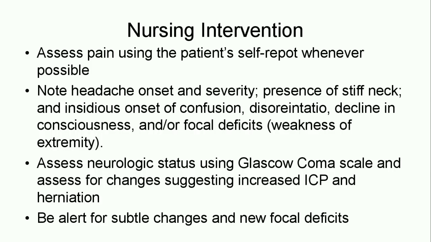Nursing intervention. Assess pain using the patient's self-report whenever possible. Note headache onset and severity, presence of stiff neck and insidious onset of confusion, disorientation, decline in consciousness, and/or focal deficits or weakness of extremities. Assess neurologic status using Glasgow Coma Scale and assess for changes suggesting increased ICP and herniation. Be alert for subtle changes and new focal deficits.